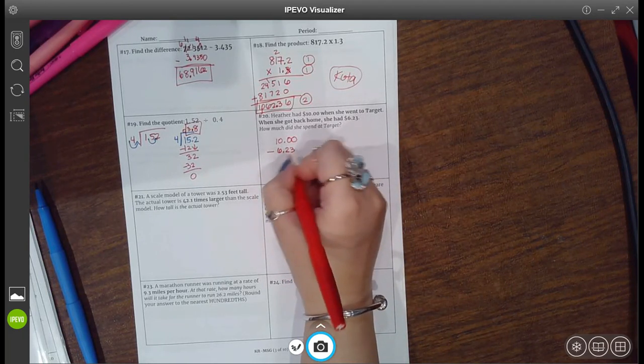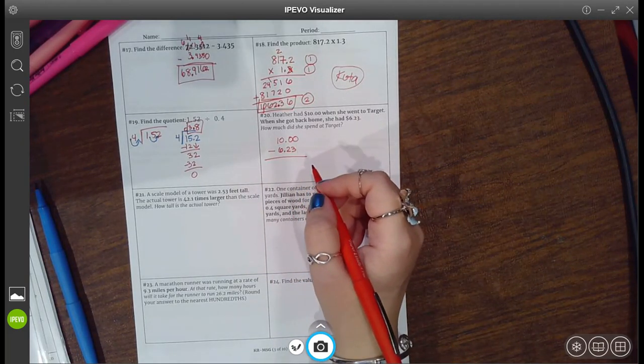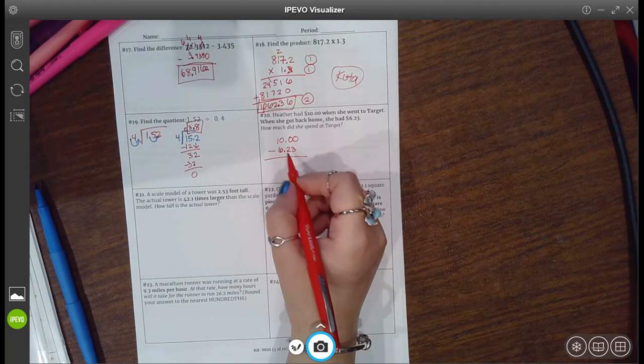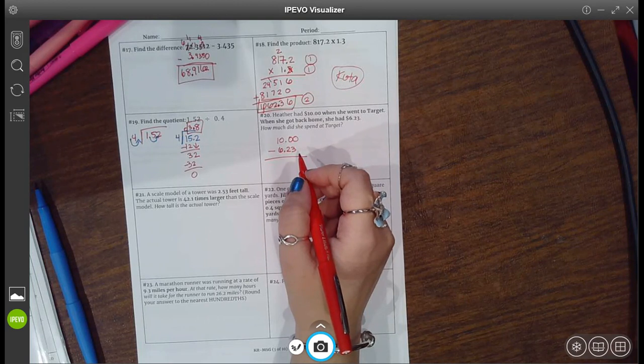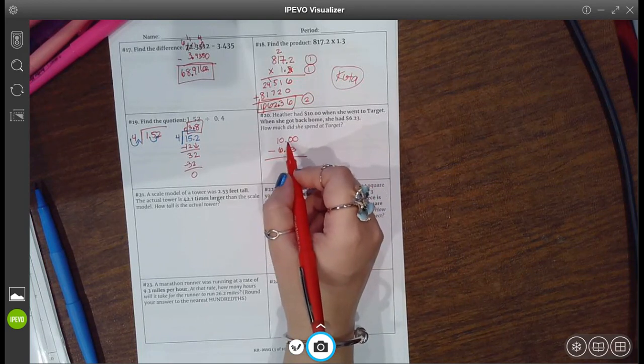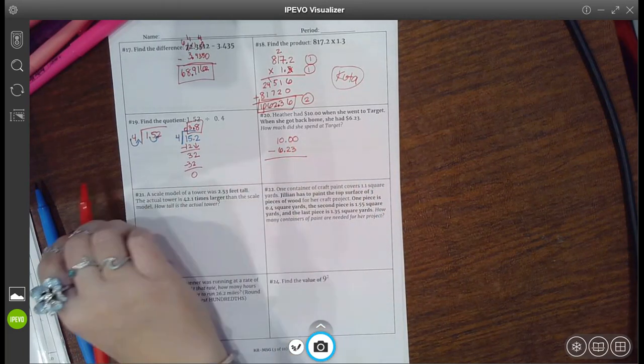So, when you spend money, you subtract it, right? So if this is how much I had left, I basically want to find the difference between these, and then that will tell me how much I actually spent. Okay, so $10 is like 10.00. Line up your decimals, and then the 6 goes under here, and the 23 cents goes under there.